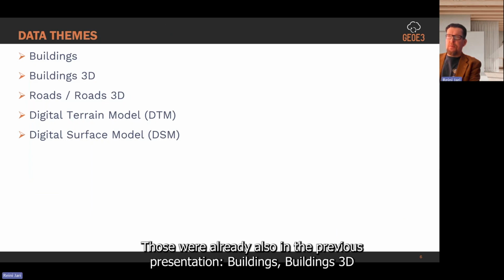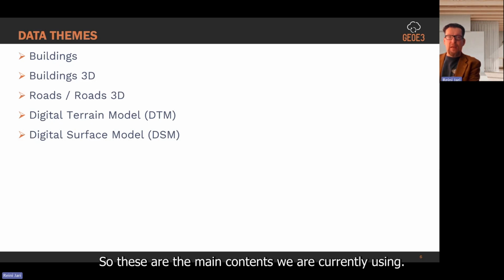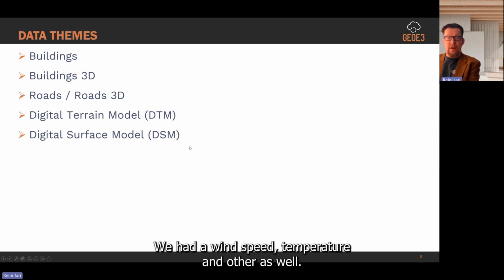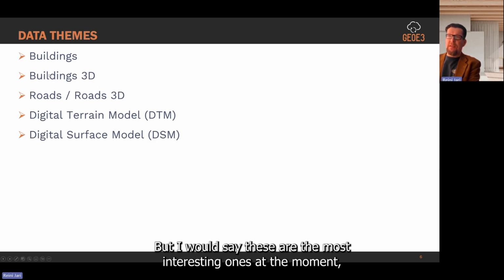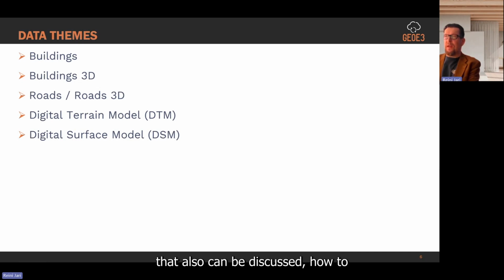Data themes, those were already also in the previous presentation: buildings in 3D, roads as well in 3D, and DTM and DSM. So these are the main contents we are currently using. We had wind speed, temperature, and other as well, but I would say these are the most interesting ones at the moment, what you could maybe provide. If you have other content, that also can be discussed, how to put those into the platform.